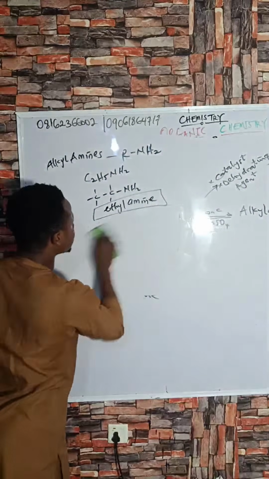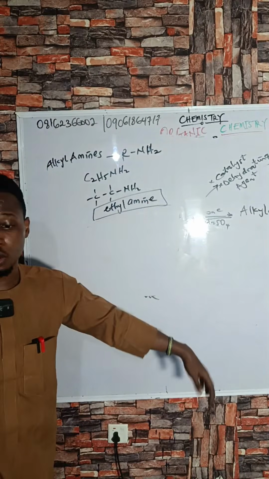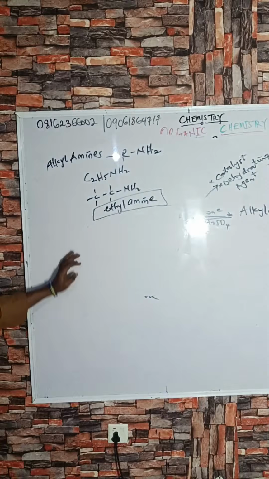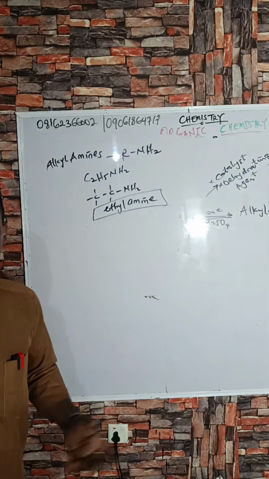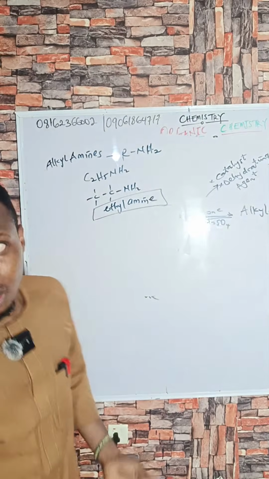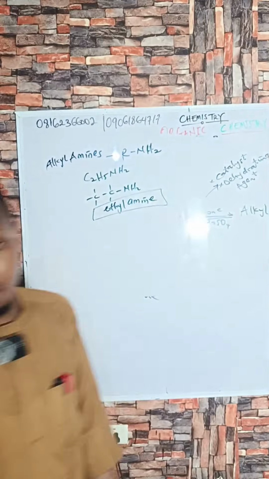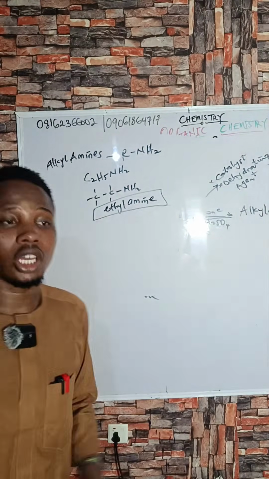So you check the alkyl that you add, and then you put amine in front. So if I add methyl, I'll call it methyl amine. If I add propyl, I'll call it propyl amine. If I add decyl, I will call it decyl amine. Okay. So whatever alkyl you add is what gives you amine.